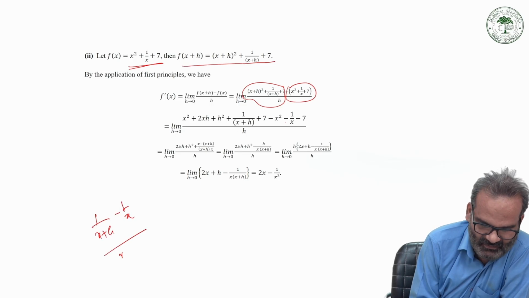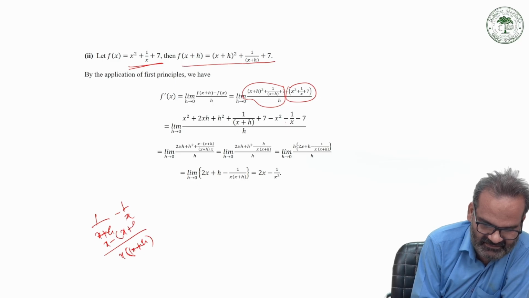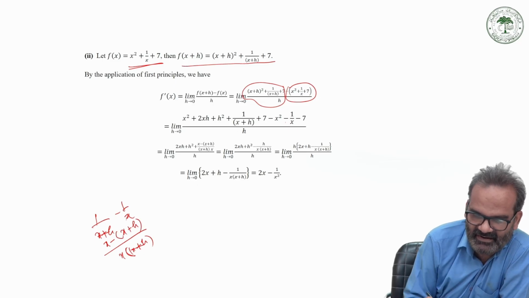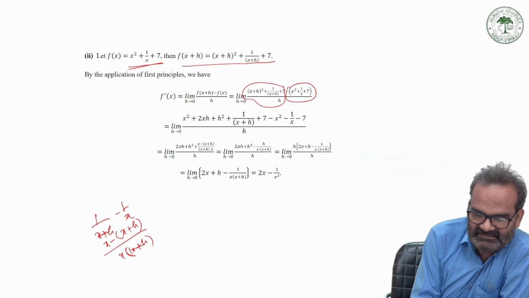So its common denominator is what? X into x plus h is the common between these two. So x plus h cancels. What is left? X. Here x and x are cancelled. We will get here x plus h. So this is what we are getting here.